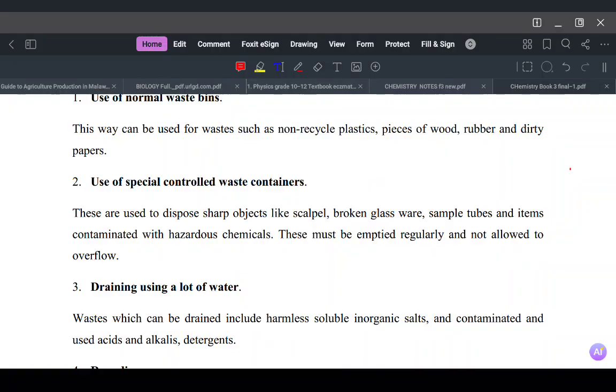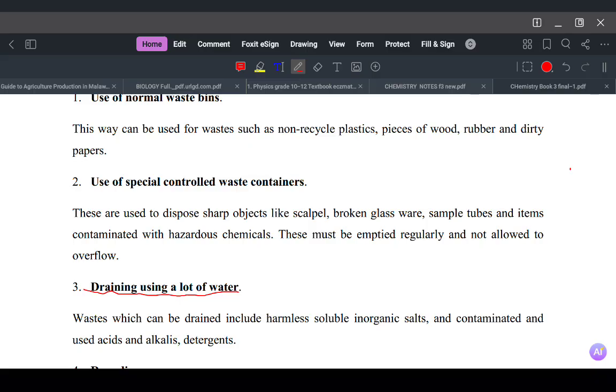There are some wastes which you simply have to drain into the drainage system using the sinks that are strategically placed in your laboratory. So you can simply throw your waste into the sink and allow the waste to drain. We call this draining using a lot of water. You drain your waste into a sink and let as much water as possible run into it so that all the waste can be drained into the drainage system outside your laboratory.